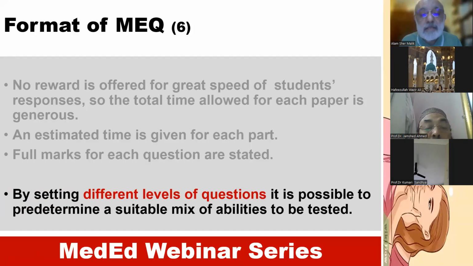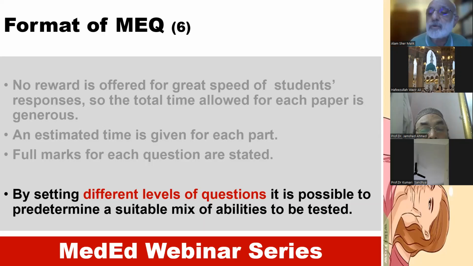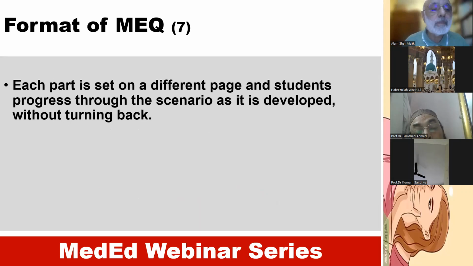By setting different levels of questions, as you saw in the example, there are questions on interpretation, and questions of simply recall as well. Having these different levels of question, it is possible to predetermine a suitable mix of abilities, so we can mix the different levels of questions based on the stage of the students and what we really need to assess.